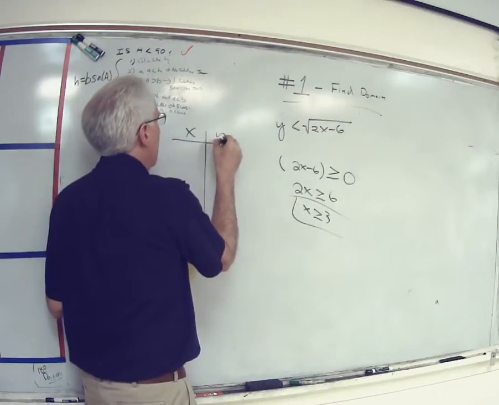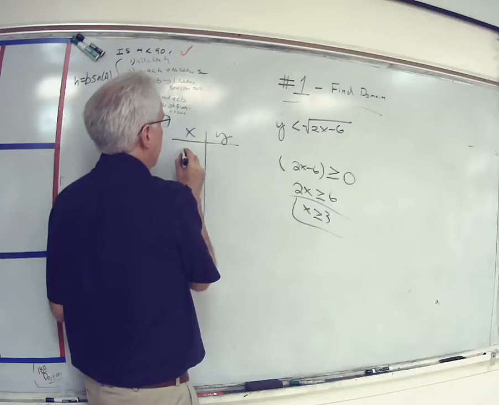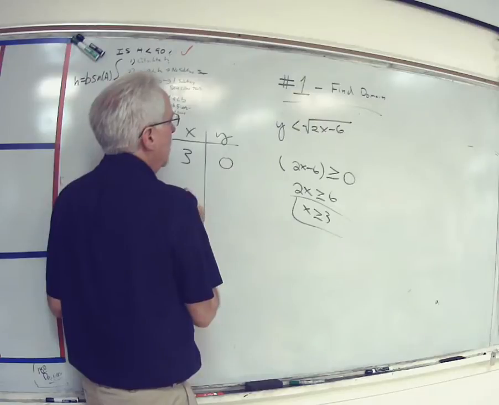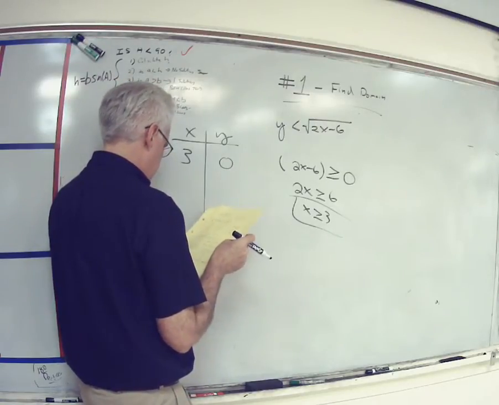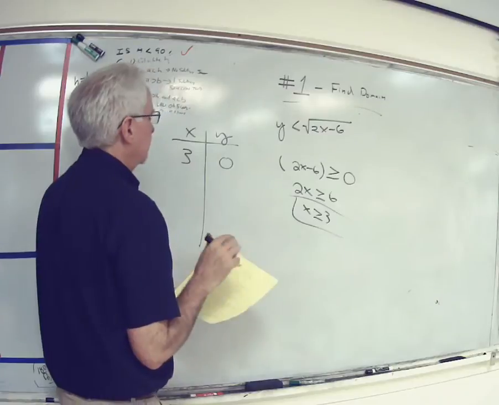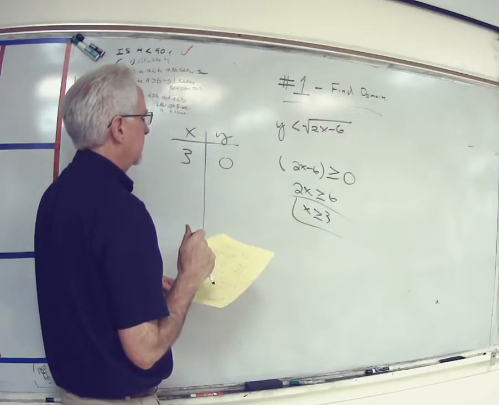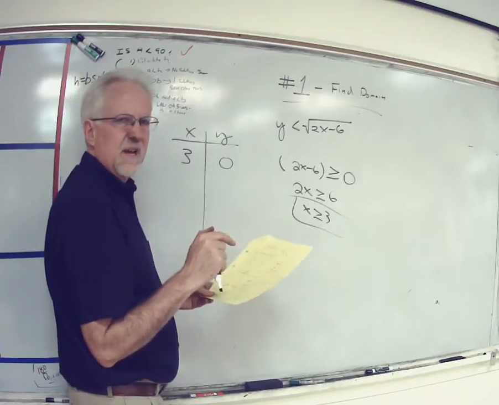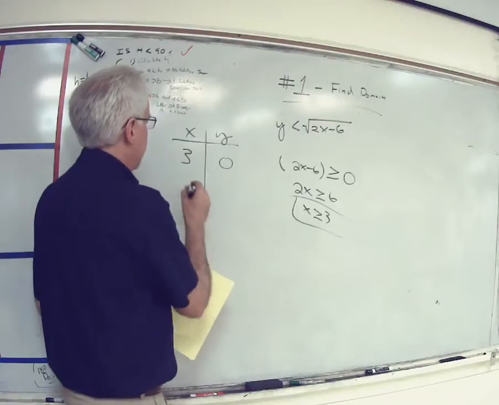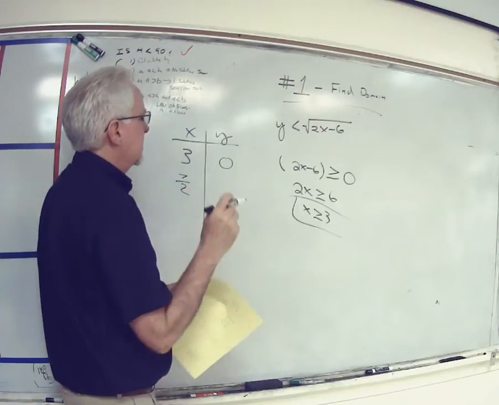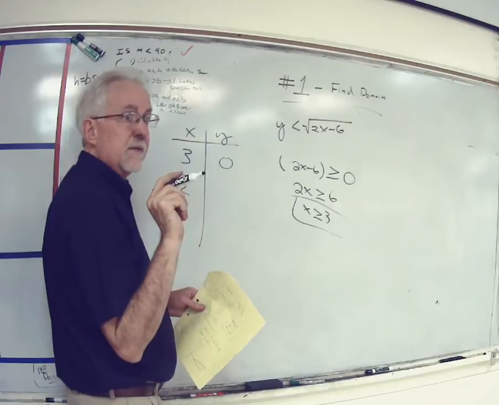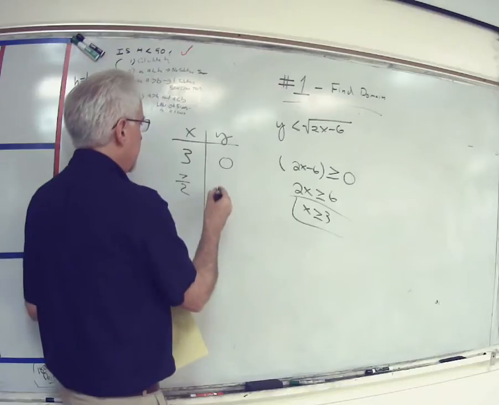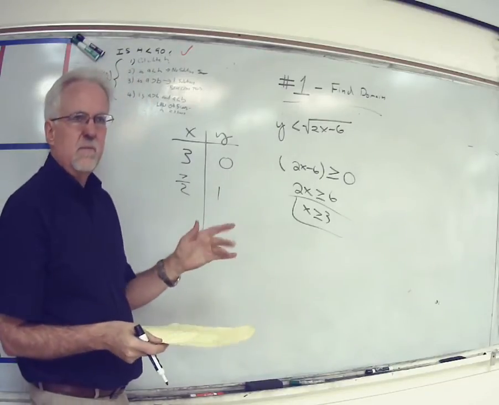So now I have my domain. X and y. So what x should I start at? 3. And when I'm at 3, what is y? 0. What would be another good one to do? What would be a good one to do next? 4. 8 minus 6 would be 2. Square root of 2 is kind of hard. How about 7 halves? If I do 7 halves, 7 halves times 2 is 7. Minus 6 is 1, square root of 1 is 1. Do you see how you want to kind of pick values that'll give you perfect squares?